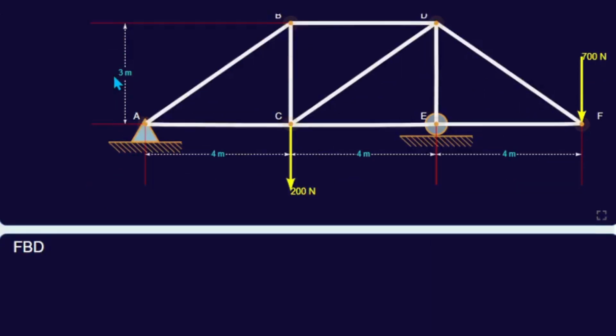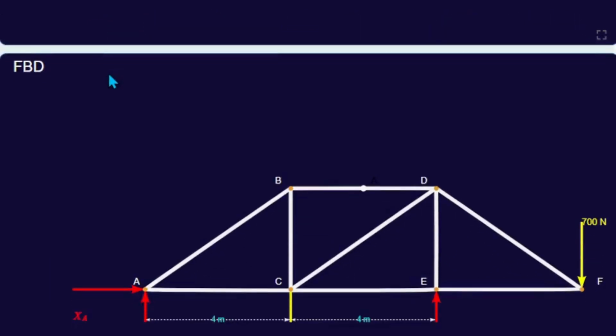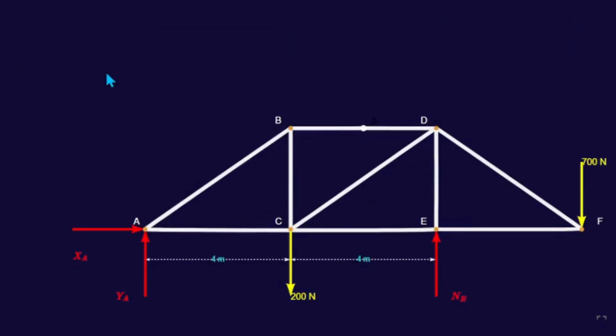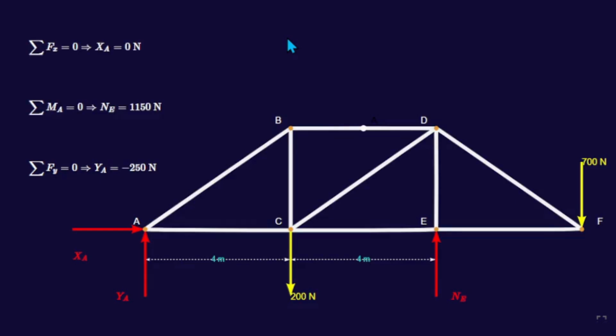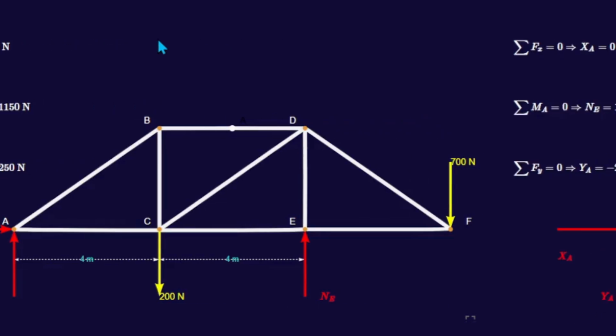First, we draw the free body diagram and determine the reactions in the external supports using the equilibrium equations for the structure as a whole. The equilibrium in the x direction yields Xa equals 0. The equilibrium of moments about point A gives Ne equals 1150 Newton. The equilibrium in the y direction yields Ya equals minus 250 Newton.